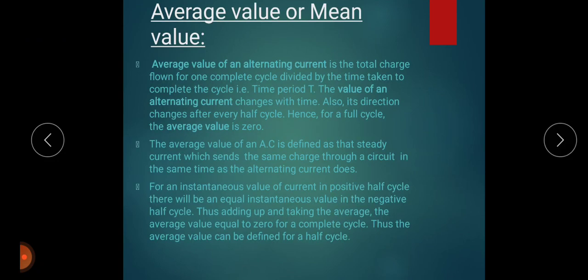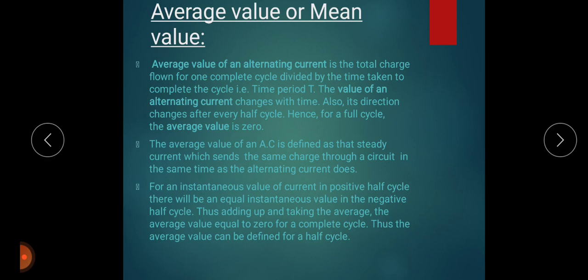In today's class, the average value or mean value of an alternating current. Here, the average value of an alternating current is the total charge flown for one complete cycle divided by the time taken to complete the cycle, that is the time period T. It includes an angle of 360 degrees or 2 pi.